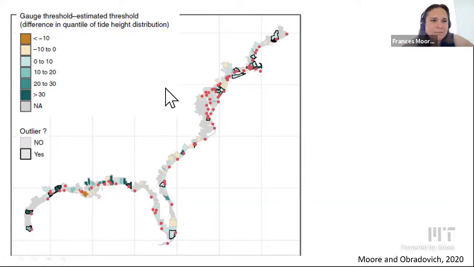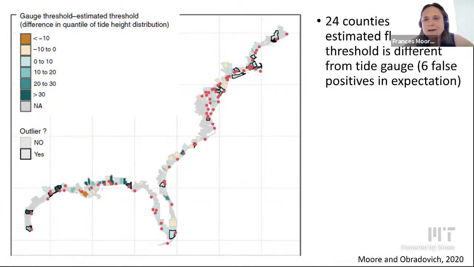And so these numbers are in terms of quantiles of the tide height distribution, because tidal ranges vary a lot across this region, and so a 20 centimeter difference means something very different in Maine than it does in South Florida, where the tides are much smaller. And so that's why we reference everything to the quantiles of the tide height distribution.